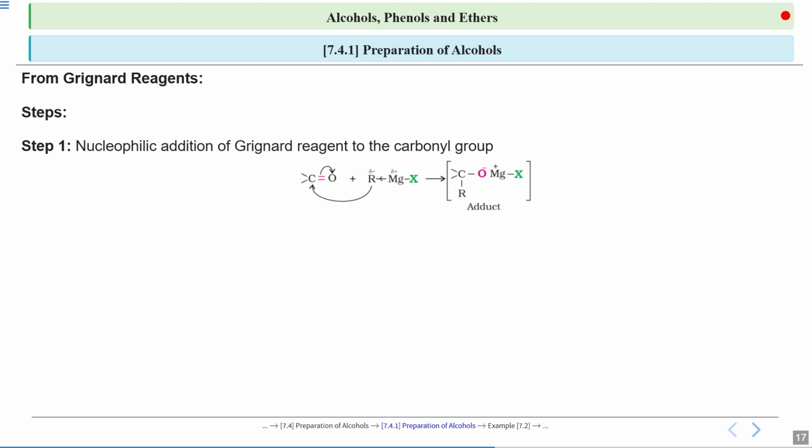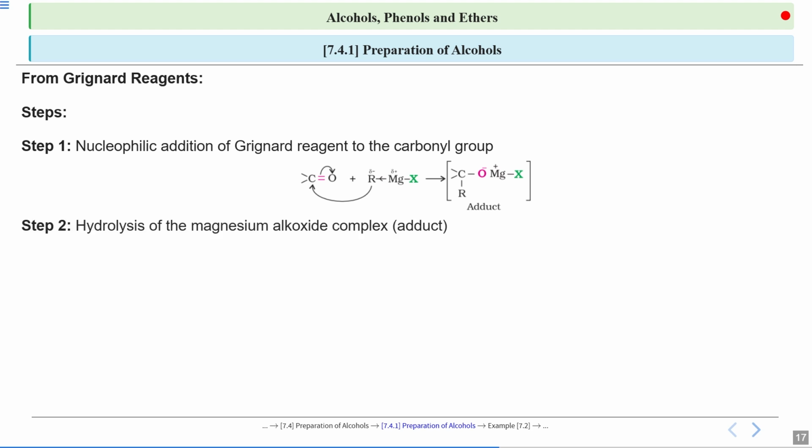And nucleophilic addition of the Grignard reagent, that is the R group, happens, and then this R group is going to attach with the carbon of the carbonyl group, and you will get an adduct, that is CR O negative MgX positive. Okay, so this is what happens in the first step when the carbonyl compound reacts with the Grignard reagent. So nucleophilic addition of the Grignard reagent happens to the carbonyl group, and you will get an adduct.